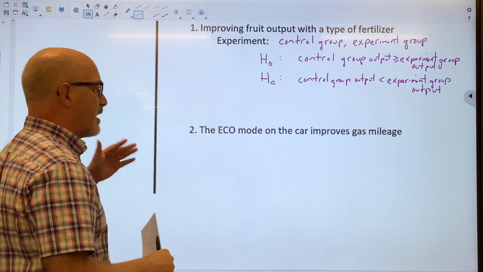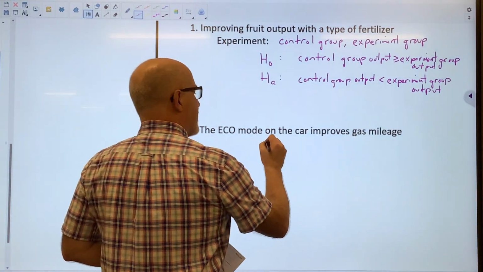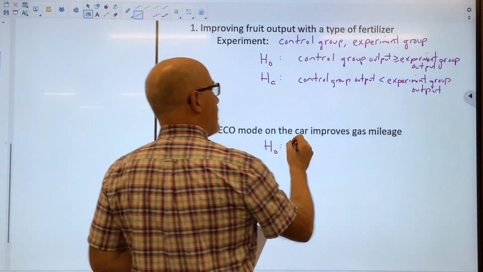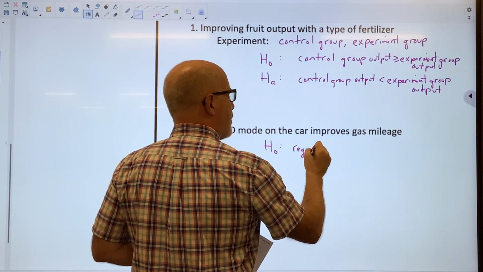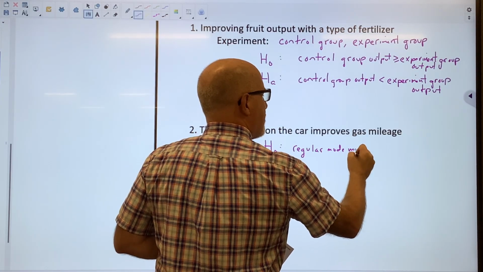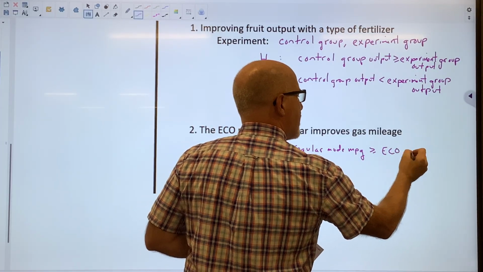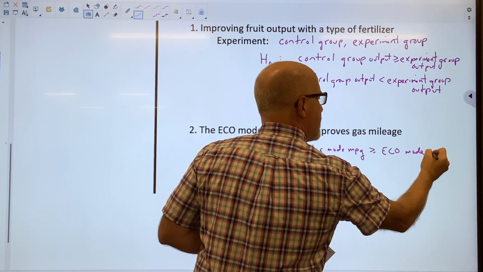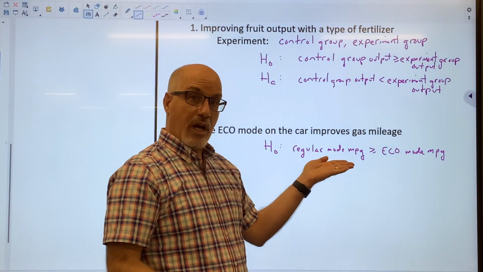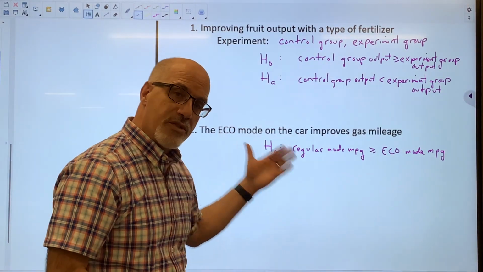Okay, for this next one: the eco mode on the car improves gas mileage. Our null hypothesis is that the regular mode on a car, where you don't use the eco mode, MPG, miles per gallon, is greater than or equal to the eco mode MPG. So if we don't use the eco mode, we get better gas mileage, or at least equal gas mileage to the eco mode. That's what we're going to assume to be true.